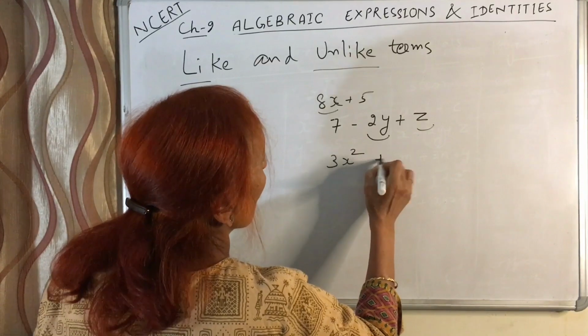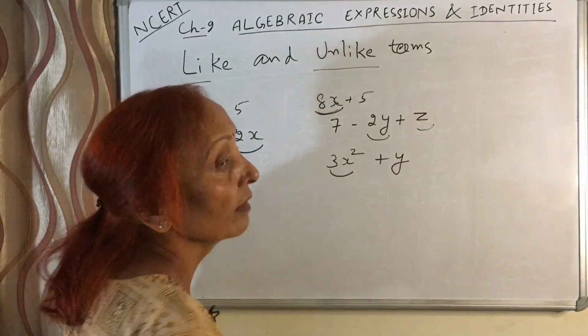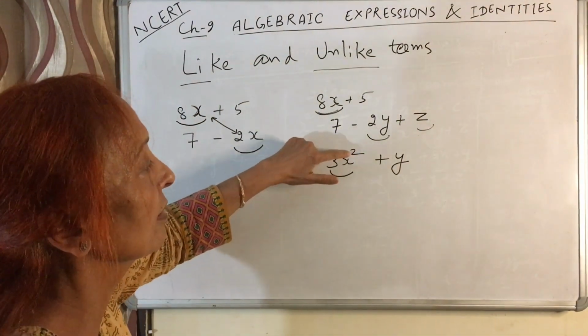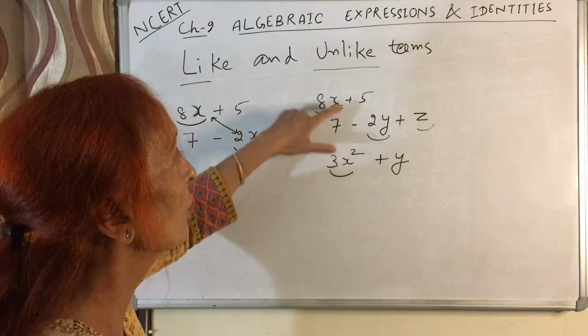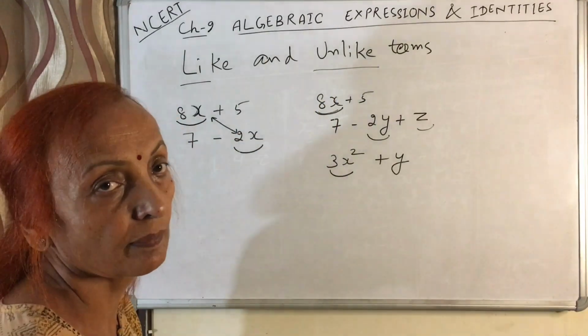Had it been 3x square plus y, so 3x square and 8x, these are unlike terms. Why? Because here the degree of x is changed. Here it is 2 and here it is 1. So these are unlike terms.